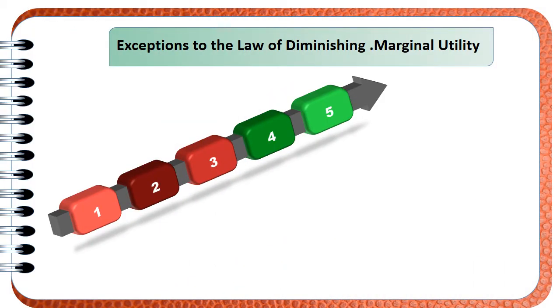Now let us discuss the exceptions to the law of diminishing marginal utility. Now we will see where the law is not applicable. First is the case of money. In the case of money, the law is not applicable because if you start earning, you want to earn more and more money. You will not be tired of earning money. You always want to earn more and more. Your lust will keep on increasing.